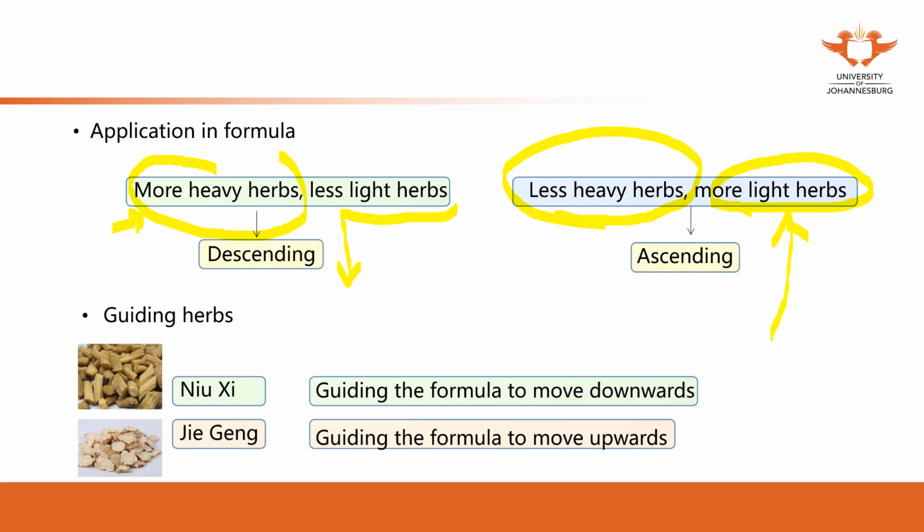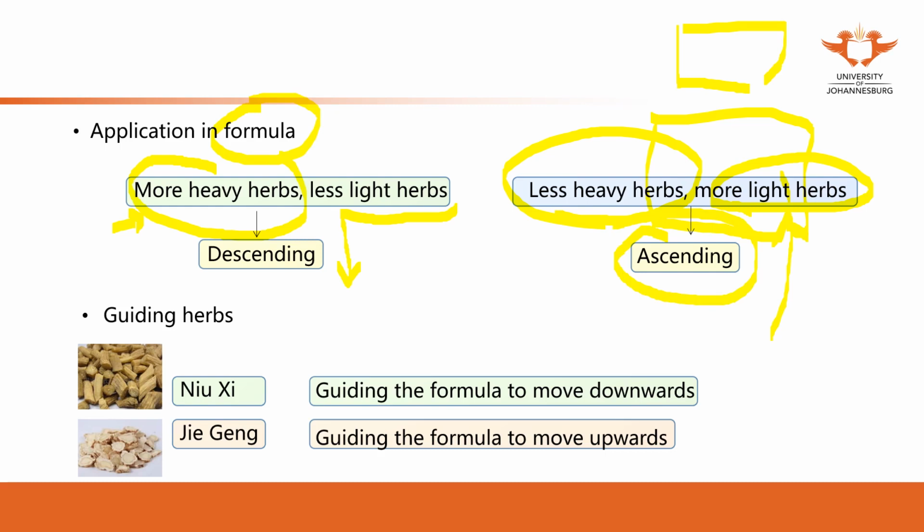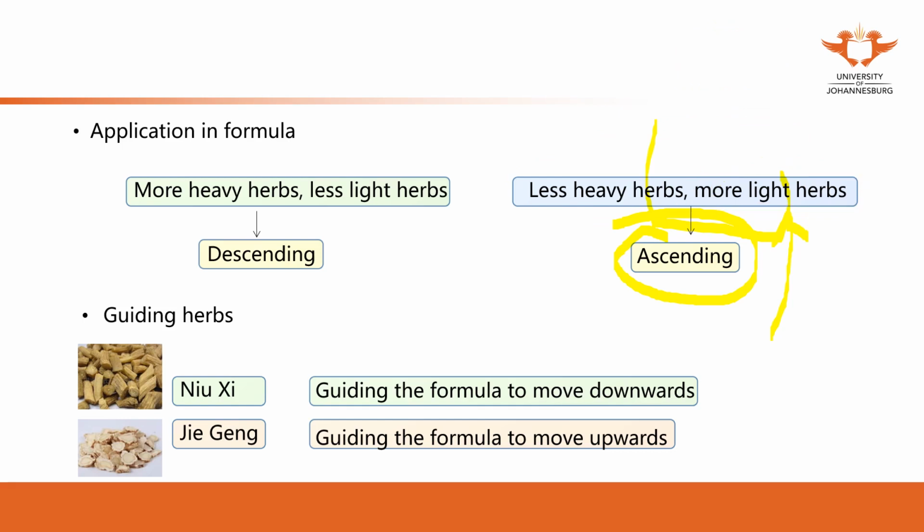For example, a patient suffers from flu or common cold, suffers from coughing, headache, there's something in the upper part of the body from the head all along. Then we want the formula to act in the upper part of the body. We want to ascend the formula. So we will choose more leaves to help the formula move upwards, to ascend to the lung or the head.